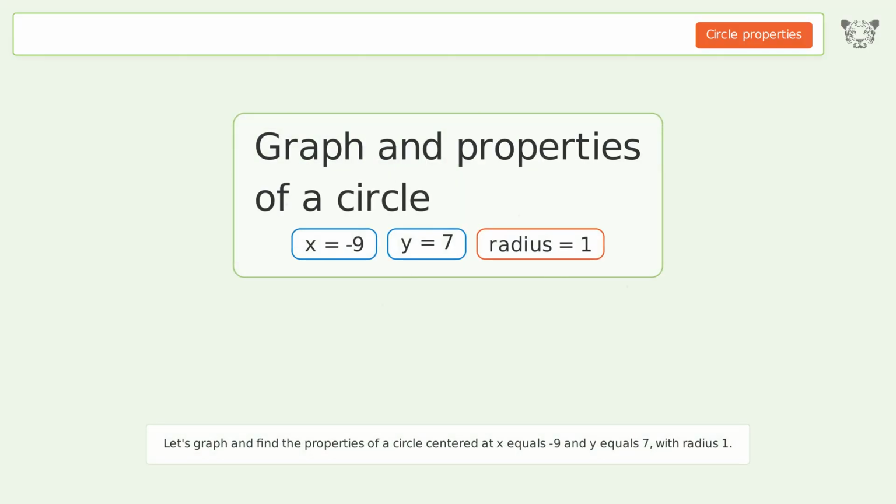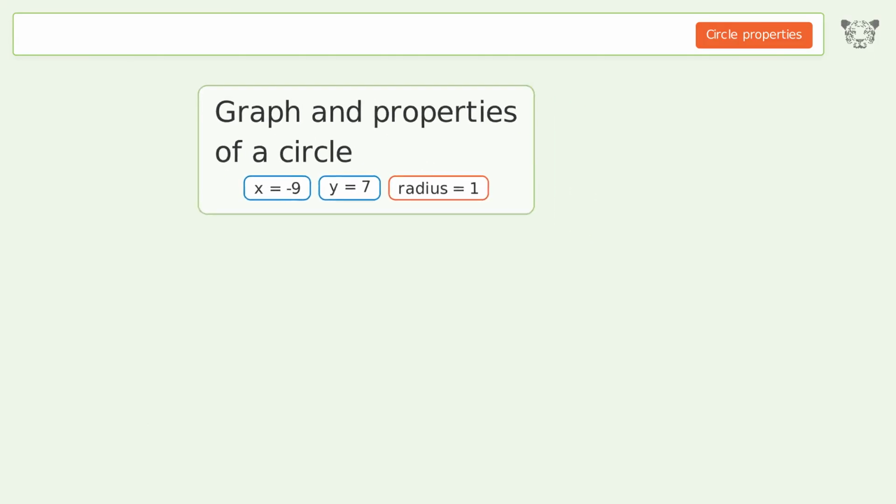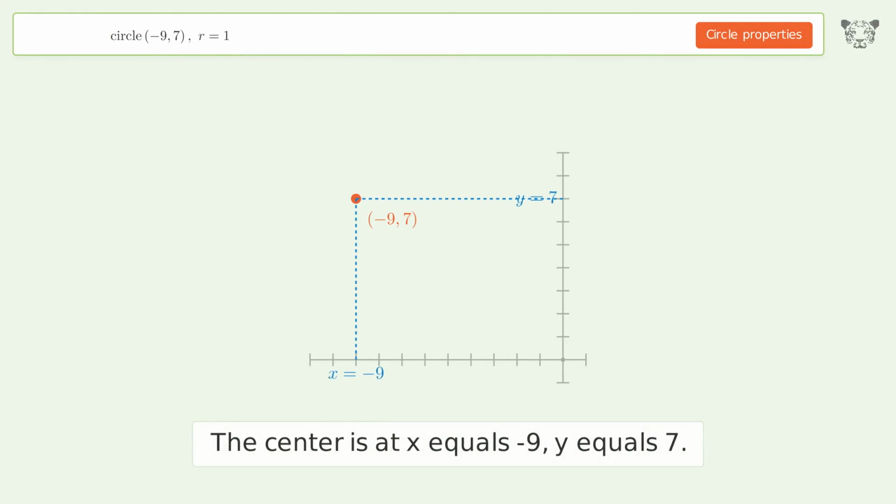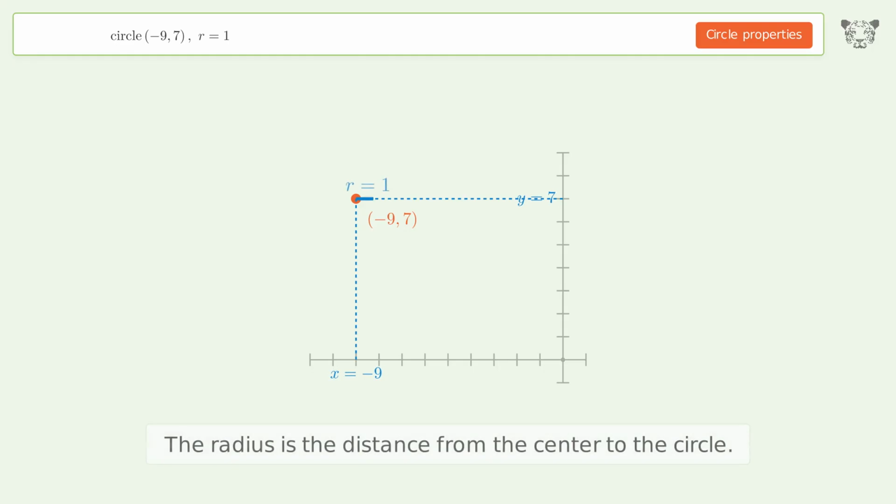Let's graph and find the properties of a circle centered at x equals -9 and y equals 7, with radius 1. The center is the anchor point of the circle. The center is at x equals -9, y equals 7. The radius is the distance from the center to the circle.